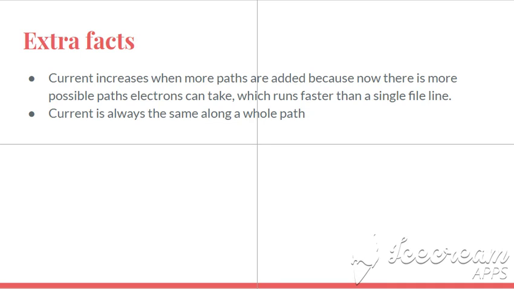Another thing about current is that it's always the same along one path. No matter where you measure it, it's going to be the same. It only changes when the path splits, when the number of paths changes at a point.